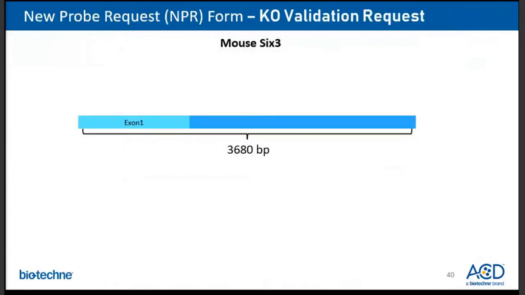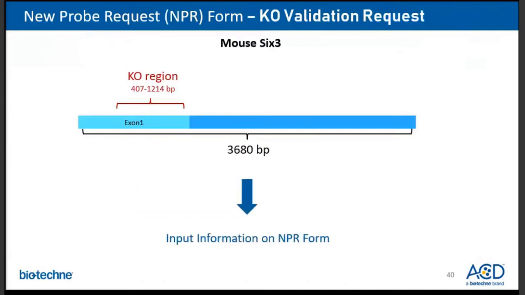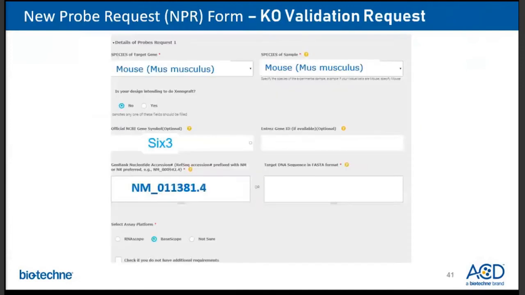If you're interested in knockout validations, as mentioned earlier, we have knockout validation options. If you're interested maybe in targeting a specific region, you provide us with that region. This particular customer is interested in targeting the knockout region of 407 through 1214 of this transcript of 6.3. This information is then input on the actual NPR form.